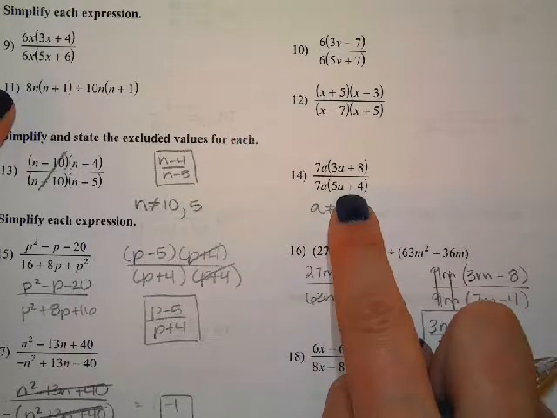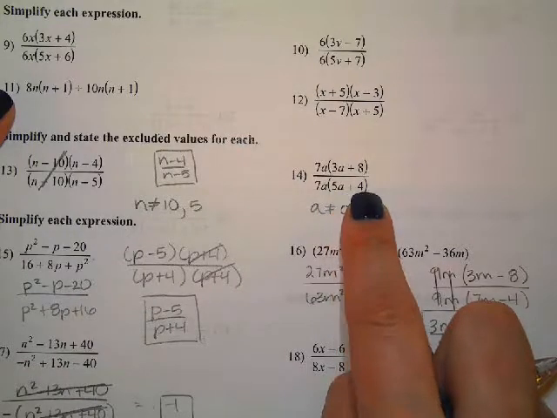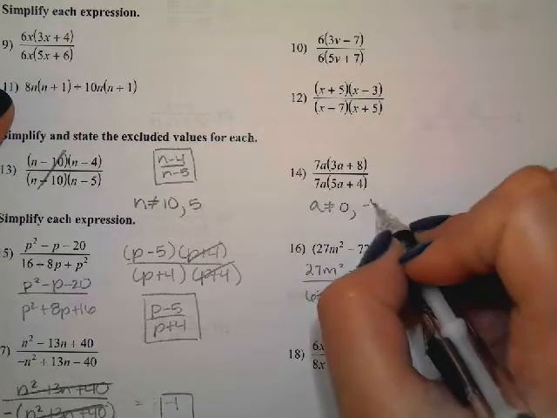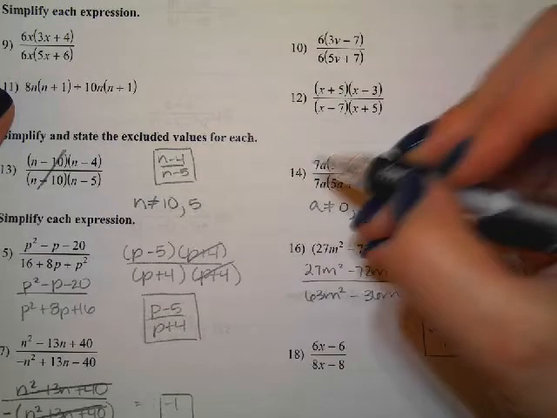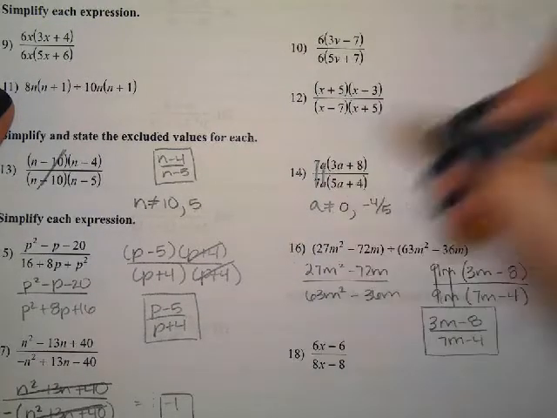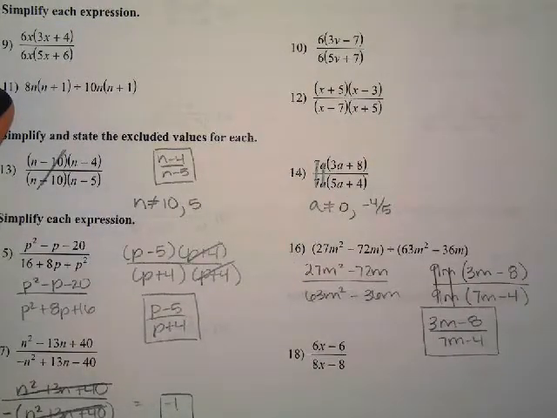You're close, but it's a 4. -4/5. And then here we can say the 7's cancel, the A's cancel, and we're just left with the parentheses, right?